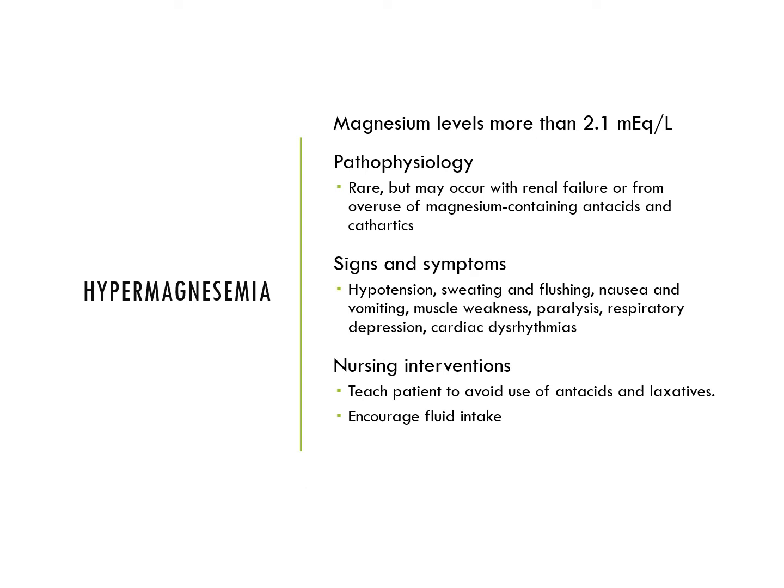Hypermagnesemia is present when the serum level is above 2.1 milliequivalents per liter. This can occur in the presence of renal failure or from the overuse of magnesium-containing antacids and cathartics. Hypermagnesemia is rare.